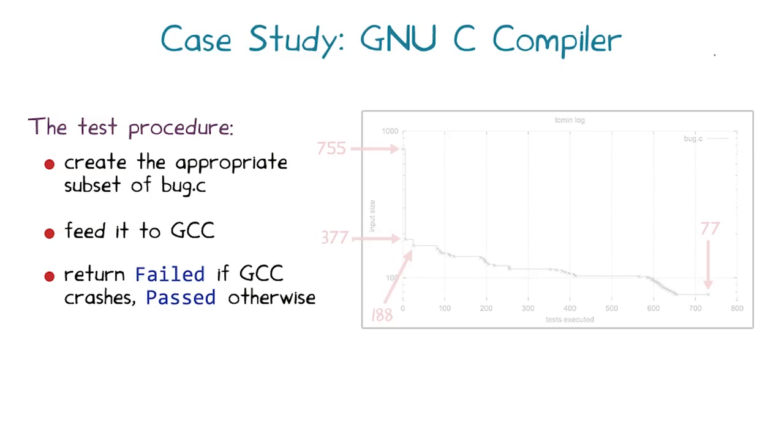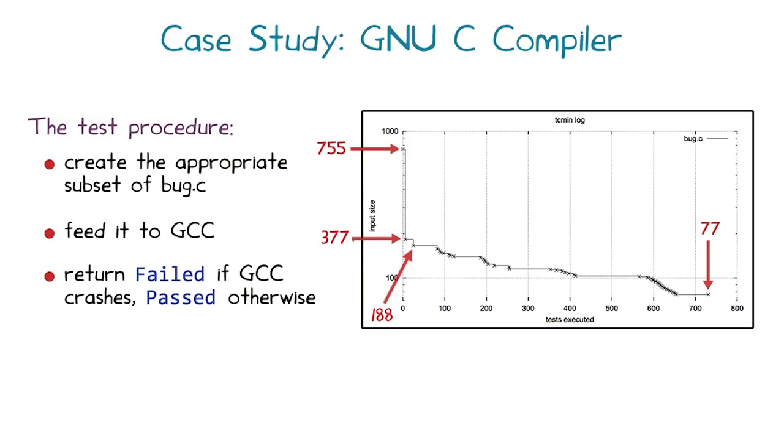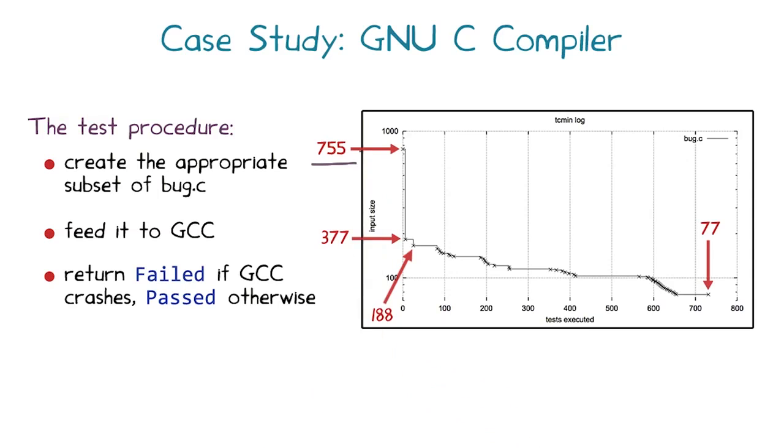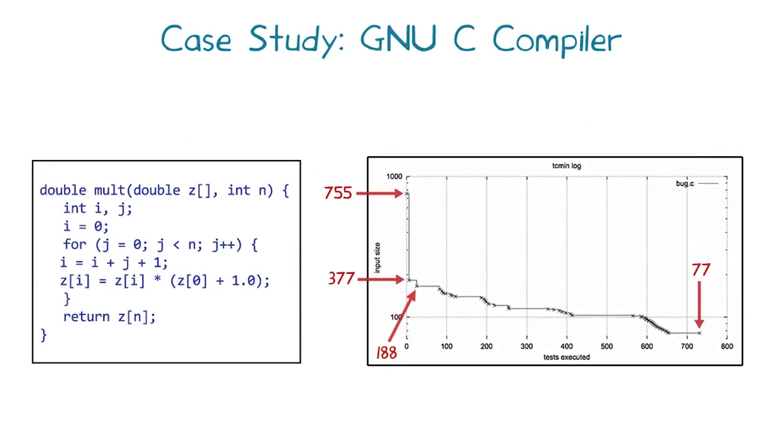In only the first two tests, the algorithm reduces the input size from 755 characters to 377 and 188 characters respectively. The test case now only contains the mult function. The copy and main functions have been eliminated. Reducing mult, however, takes time. Only after 731 more tests do we get a test case that cannot be minimized any further.